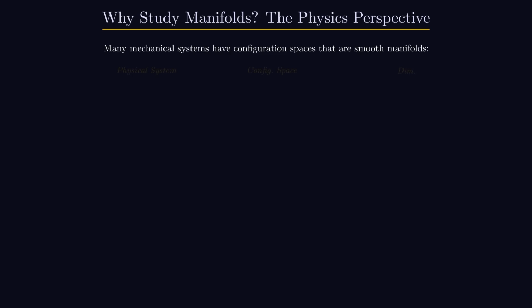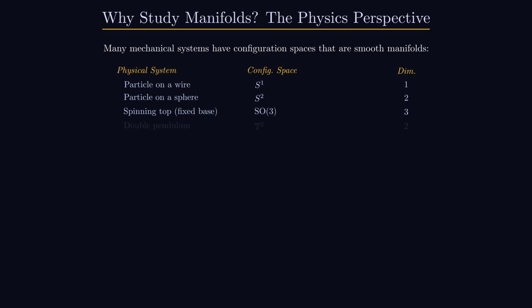Here is a table of systems, their configuration spaces, and their dimensions. A particle constrained to a wire moves on S1, the circle, a one-dimensional manifold. A particle on a sphere has configuration space S2. The orientations of a spinning top with a fixed base are parametrized by SO3, dimension 3. A double pendulum has configuration space T2, the torus, dimension 2.